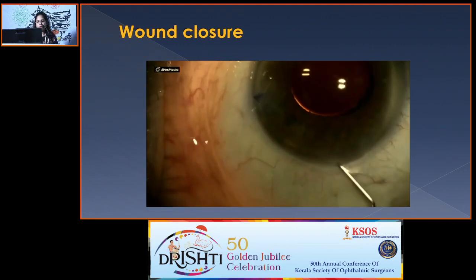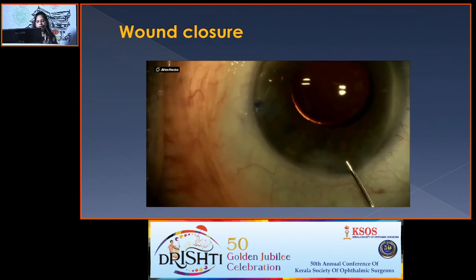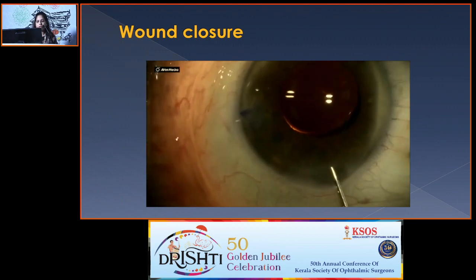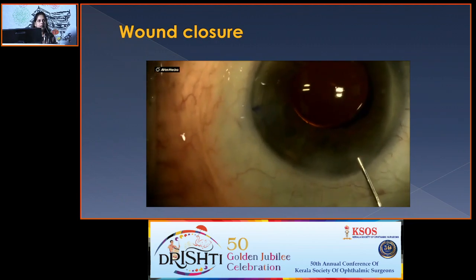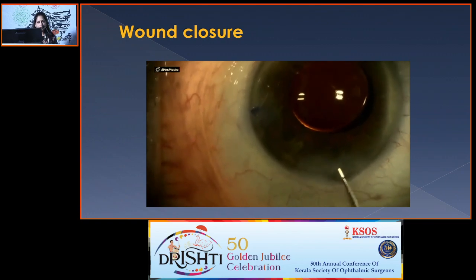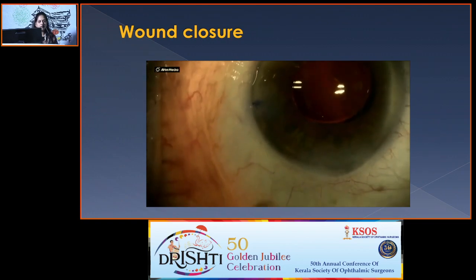For the wound closure, always start at 50% of the stromal depth. Never inject too forcefully because it can result in DM detachment. If there is a small DM detachment you notice at the end of the surgery, it's always better to put a small air bubble in the anterior chamber so that it will be sealed properly.